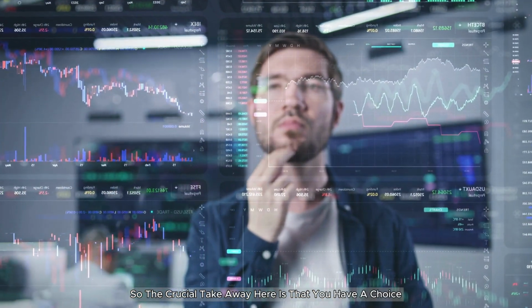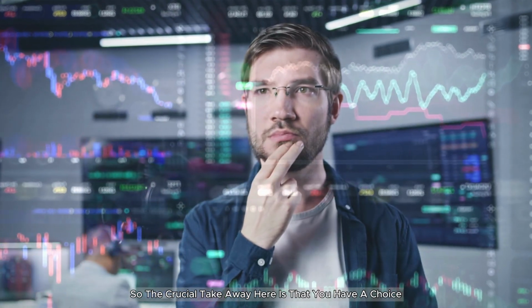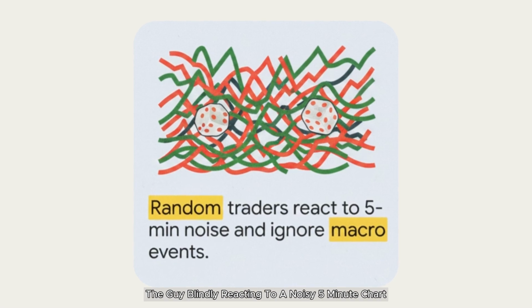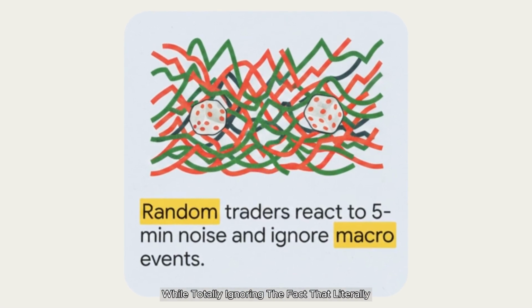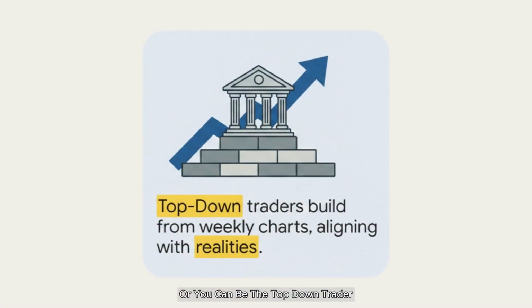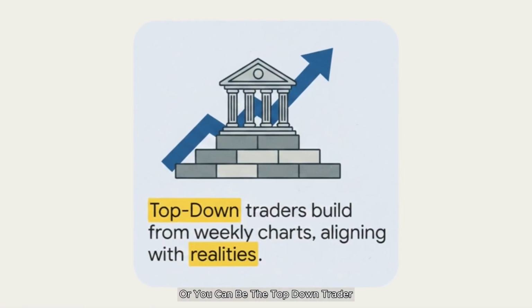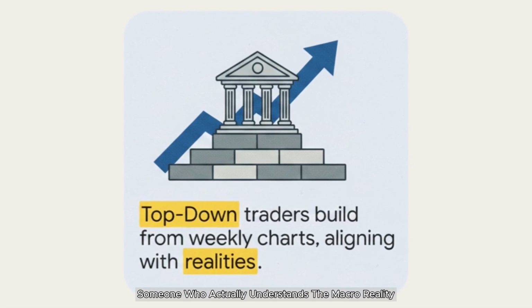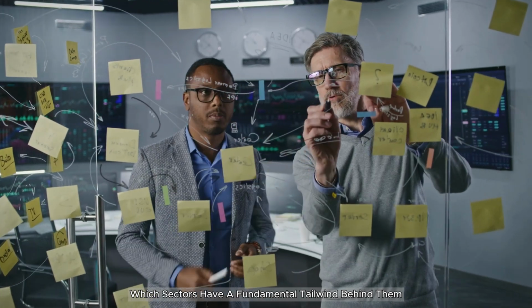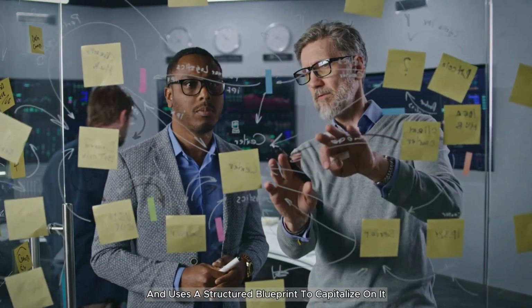So, the crucial takeaway here is that you have a choice. You can be the random trader, right? The guy blindly reacting to a noisy 5-minute chart while totally ignoring the fact that literally billions of dollars are flowing into energy infrastructure today. Or you can be the top-down trader. Someone who actually understands the macro reality, knows exactly which sectors have a fundamental tailwind behind them, and uses a structured blueprint to capitalize on it.